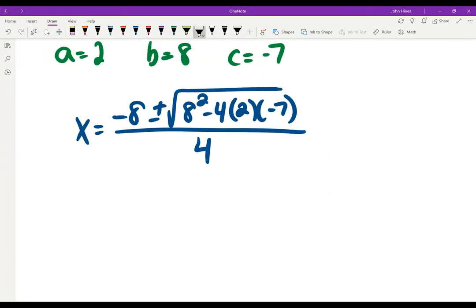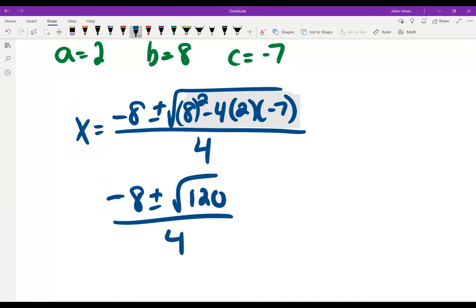All right, I plugged it into the formula. Now I type in what's under the radical. I forgot my parentheses there. Not that it matters in this case, but I'll be consistent. 8 squared minus 4 times 2 times -7 is 120. -8 plus or minus radical 120 all over 4. Those are my solutions. Well, let's look at this radical 120 now and see what we can do.